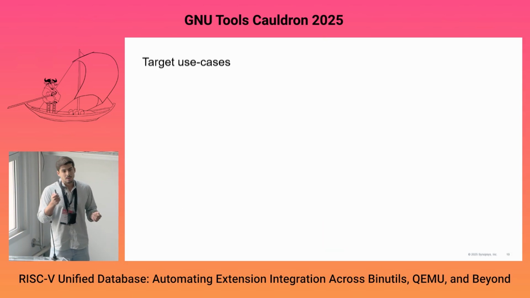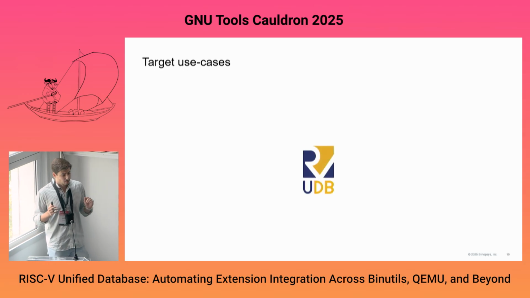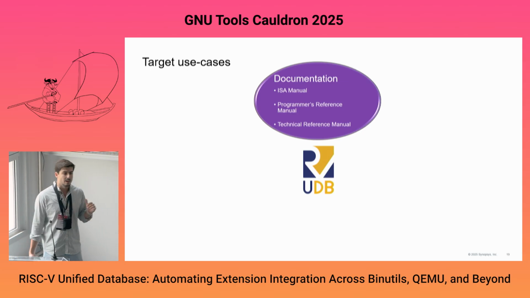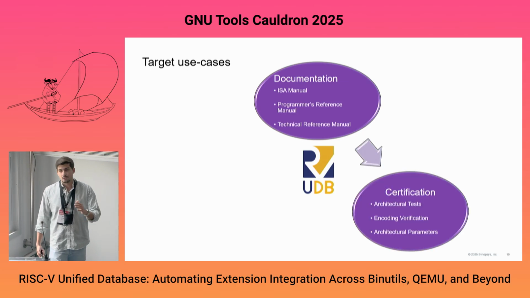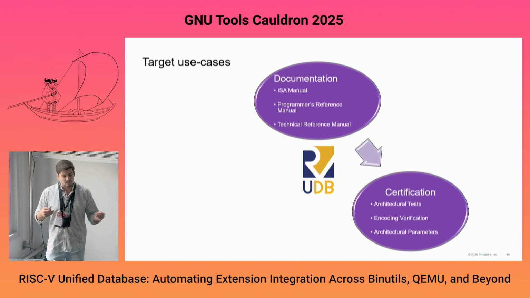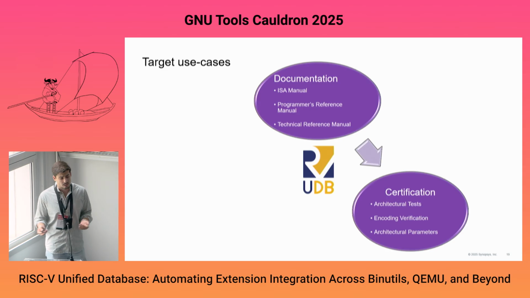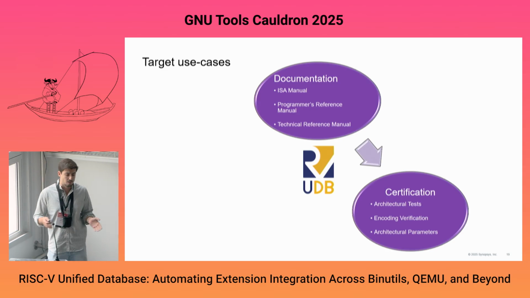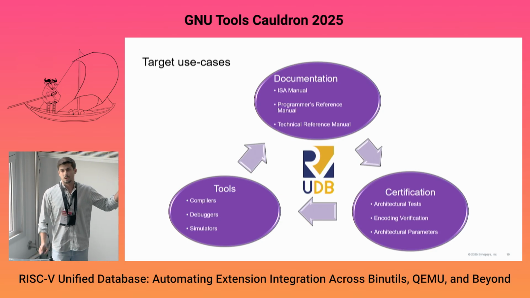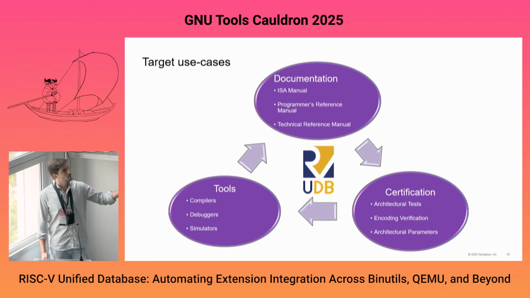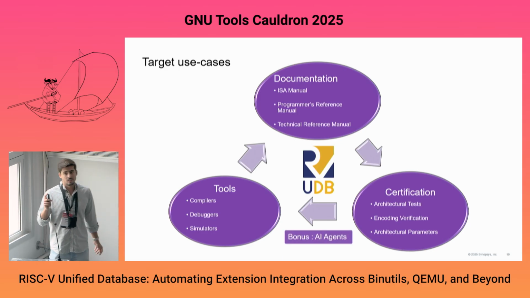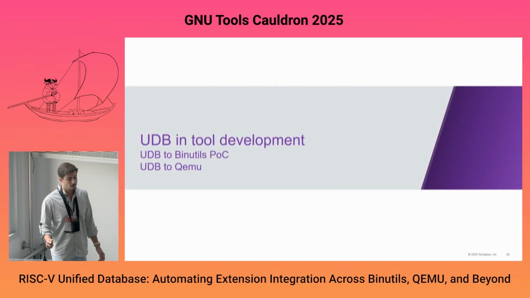So, what do I believe we can build with this? I believe the UDB is not just about the tools, as I told you, but it can encapsulate the documentation, so your ISA manual, your PRMs, TRMs. It can also be used for certification. So for you to write architectural tests, you can base yourself in the UDB data and actually ensure that every CPU that says it has implemented what it has really has that implementation on it. And you can use it for tools, obviously, and that's what I'm going to go over today, and it is the main purpose of this talk. And you can also use it for AI agents, but let's not go too much into that here.